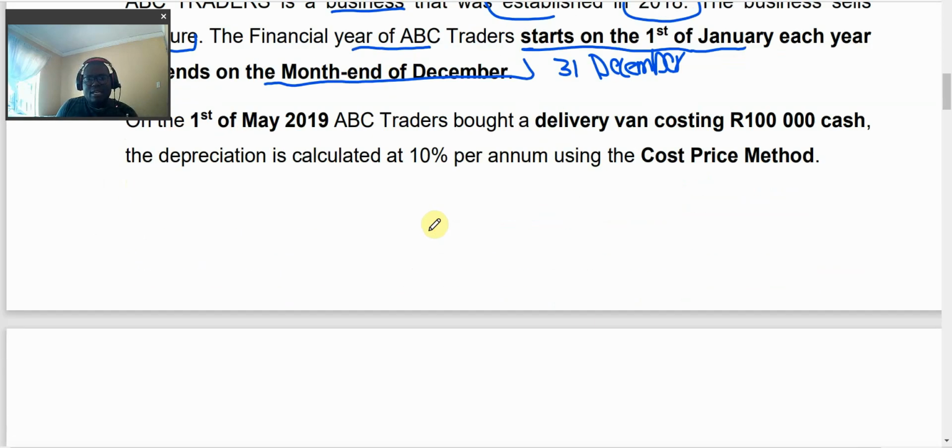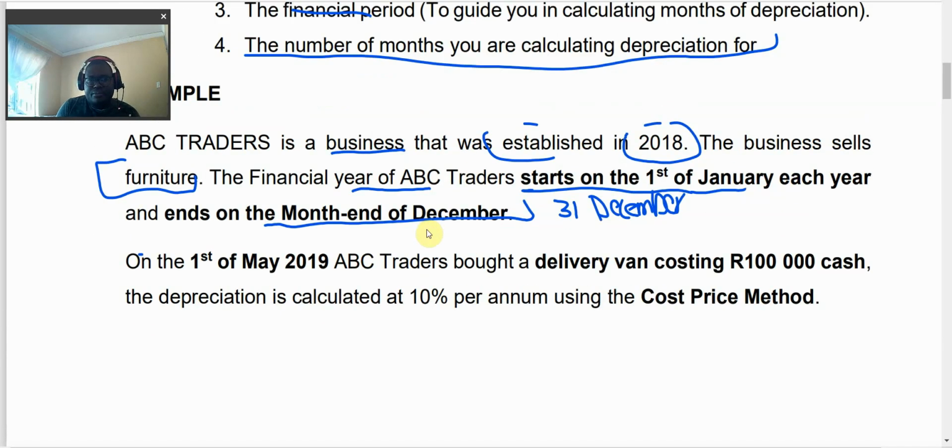Now, on the information, we are told that on the 1st of May 2019, ABC Traders bought a delivery van costing 100,000 cash. They bought a delivery van to be able to deliver the products to the customers. Remember, in the business, when you buy vehicles and other assets, you buy them so that they can help you in the running of the business and help you generate more cash.